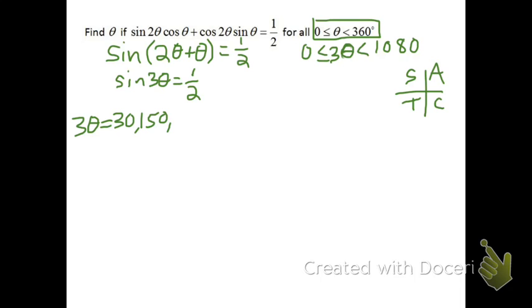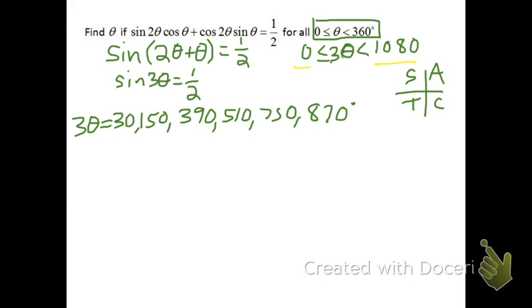So there's also the angle coterminal with 30. So we do 30 plus 360 is 390. And then do 150 plus 360, and we get 510. If we do 390 plus 360, so the angle coterminal with both 30 and 390, that's still between 0 and 1080, would be 390 plus 360, and that would be 750. And then if we also add 360 to 510, we get 870. So here are all the possible values for 3 theta between 0 and 1080.